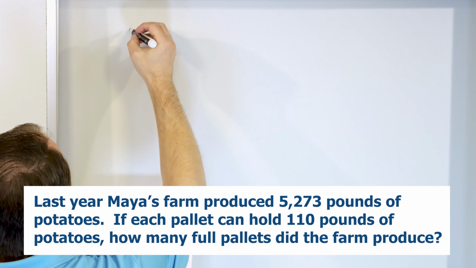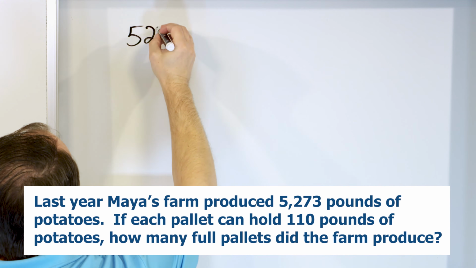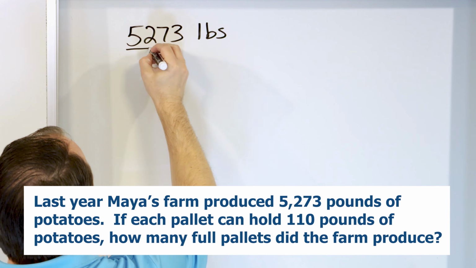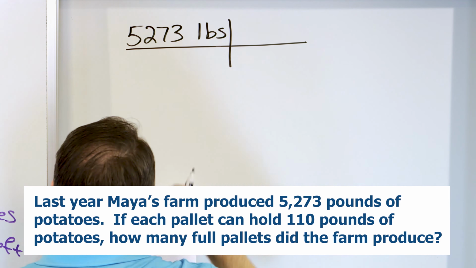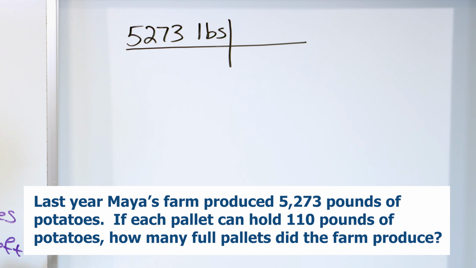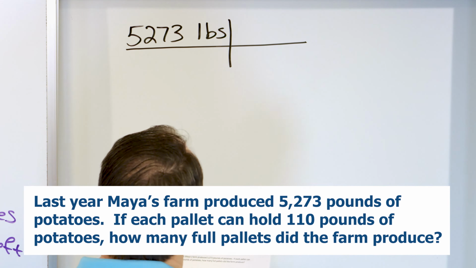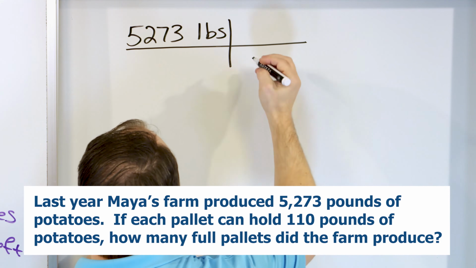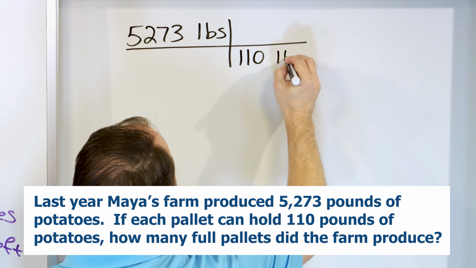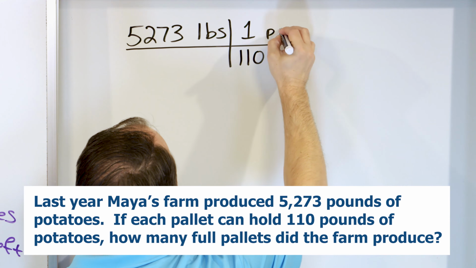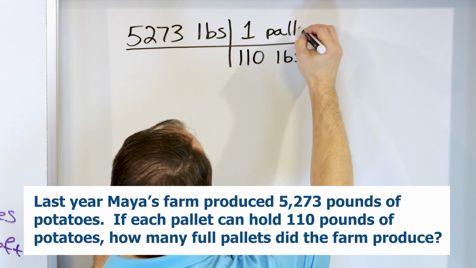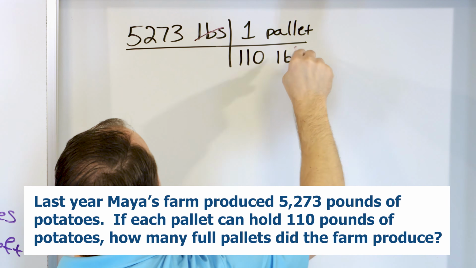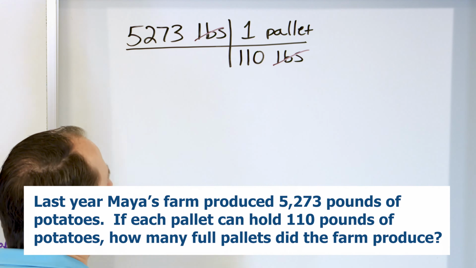I know that it's 5,273. I'm going to put LBS. That means pounds. This is how many pounds of potatoes I have that I've grown on the farm. And then each pallet can hold 110 pounds. So it's 110 pounds per pallet. 110 pounds for every one pallet. I have to write it like this because this is the only way that pounds will be left with pounds, and the unit I have left is pallets.